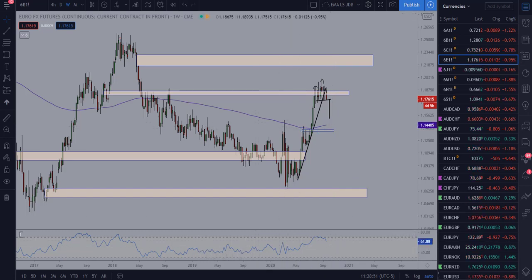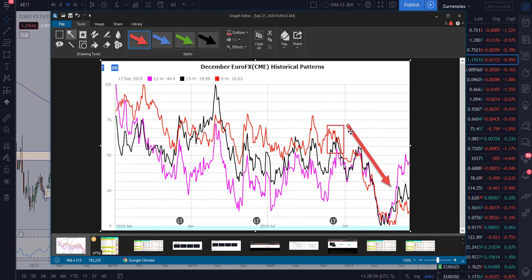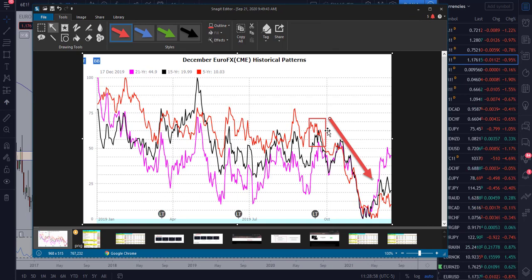Looking at this from a seasonal perspective, we can see that right here on 9/21 to 9/22, from a 5, 15, and 20-year historical price perspective, that seasonally the historical price average has tended to trade to the downside.